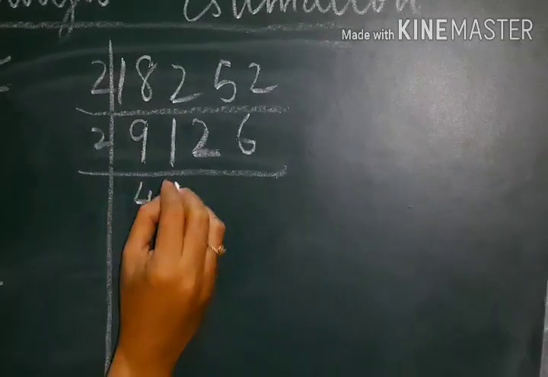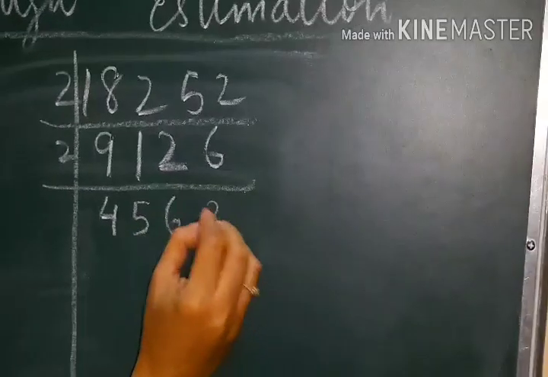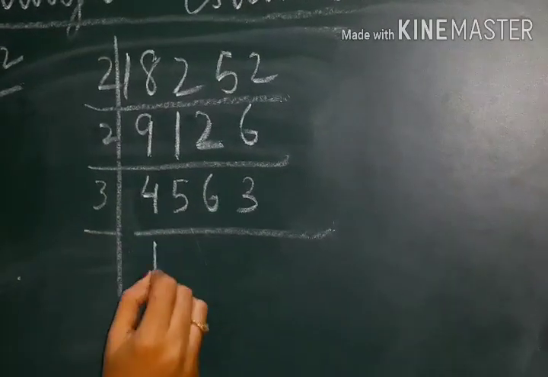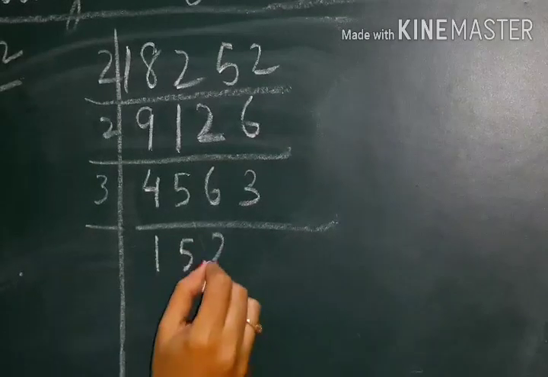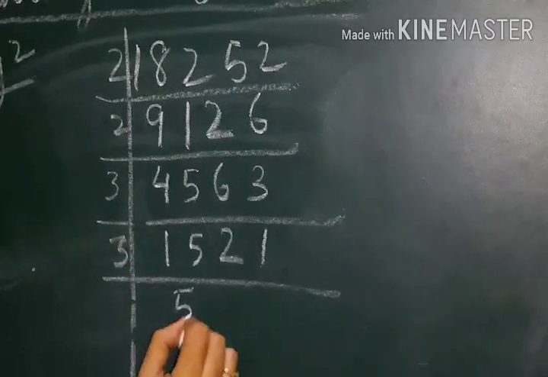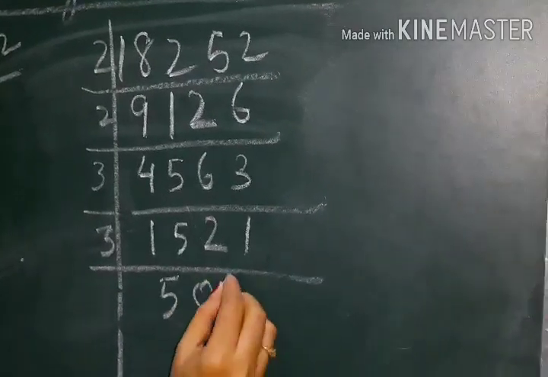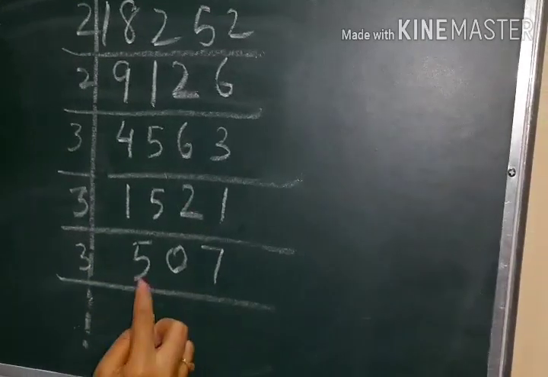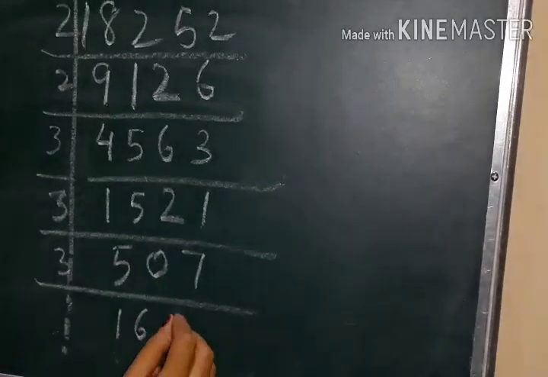2 fours are, 2 fives are, 2 sixes are, 2 threes are. So this is an odd number, we'll divide by 3. 3 ones are, 3 fives are, 3 twos are, 3 ones are. Again by 3. 3 fives are 15, 3 zeros are, and 3 sevens are. Again by 3. 3 ones are 3, 20. 3 sixes are, and 9.